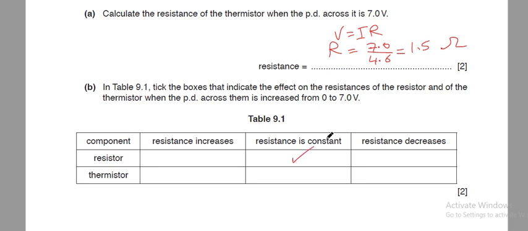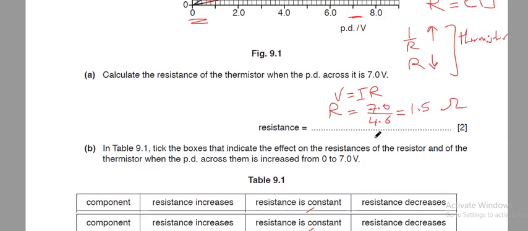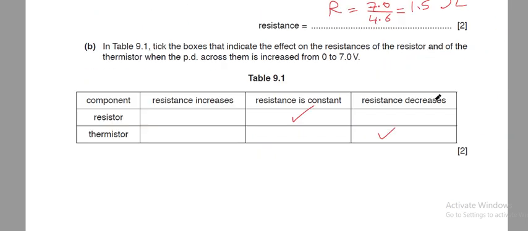For the thermistor, we have an increase in the slope. An increase in the slope means 1 over R increases, so R decreases. This is for the thermistor. So as we go from 0 to 7, we have resistance decreases for the thermistor.